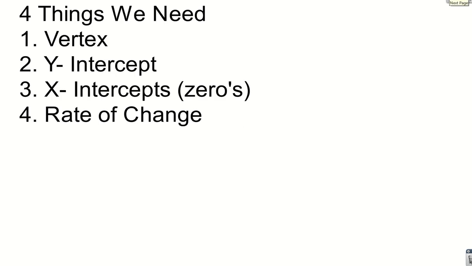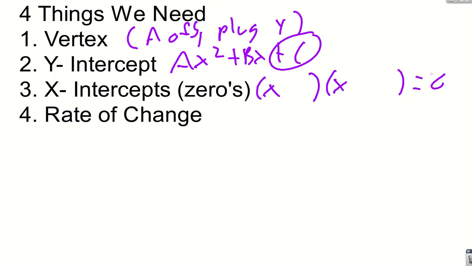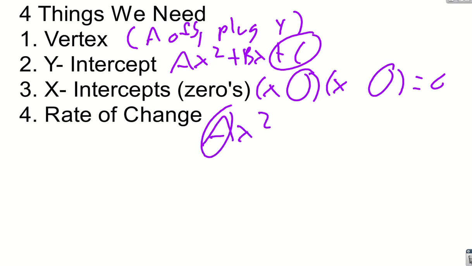As a reminder, we need 4 things to create our equation. The first thing is the vertex, and that's just going to be our axis of symmetry, and after we plug it in, our y value. Our y-intercept is just going to be our standard form, this c term. And our x-intercepts, if you remember from our last video, is after we factor it, setting equal to 0, solving for these numbers. Those are going to be our zeros. And rate of change, that's just going to be our a term in front of the x squared.